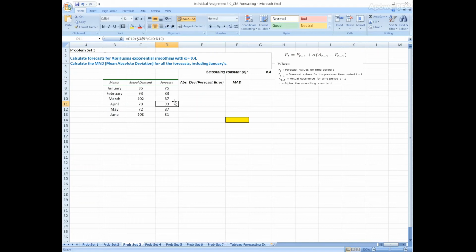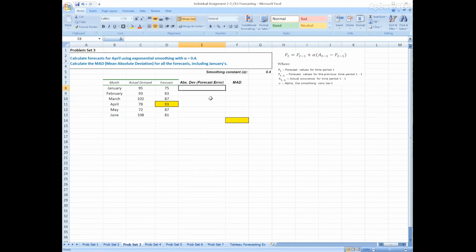Similarly, our forecast for April would equal the forecast from March, 87, plus 0.4 times the forecast error in the prior period, March. Forecast error is defined as the actual demand in March, 102, minus what was forecast for March, 87. We get a forecast for April of 93. Essentially, we have taken the March forecast and adjusted it higher since the forecast in March was still lower than the actual demand in March.